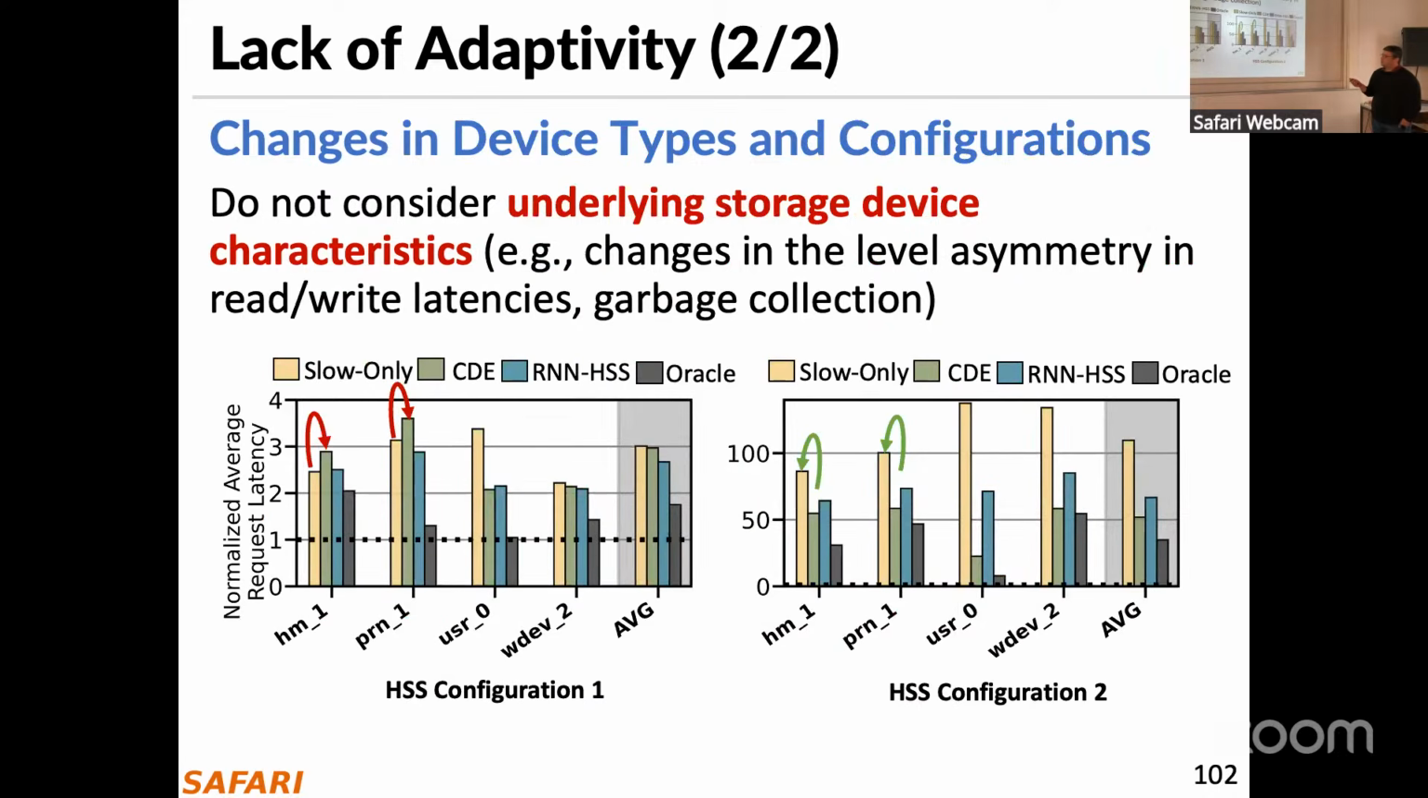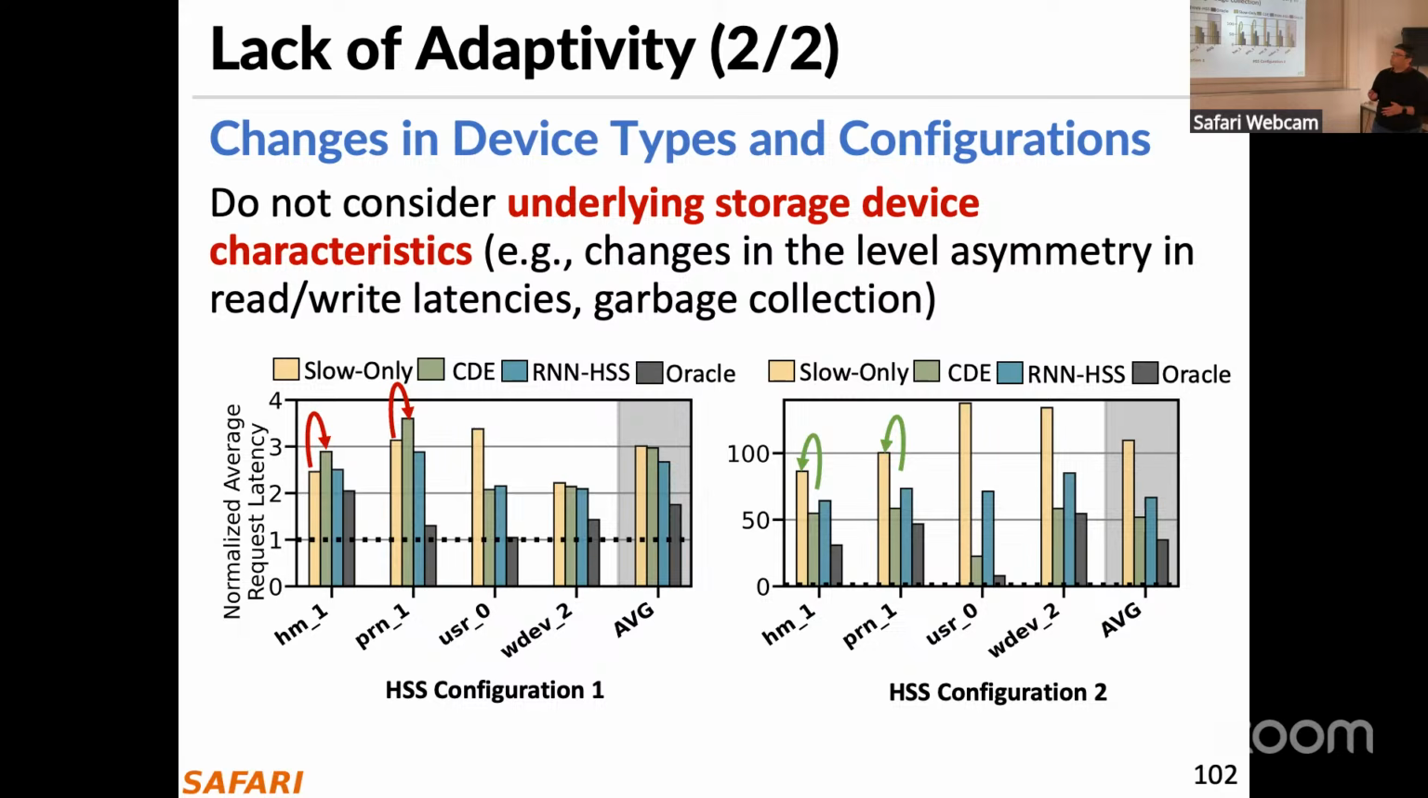Then we look at changes in the configuration itself. We see several policies here. We compare them with an extreme worst case scenario, called slow only, where all the data that you want to store goes to the slow device, the slowest device. Then you have the other two policies and Oracle. In one configuration, the slow only device performs much better than the heuristic approach. But if you change the configuration, the same policy performs better. So these kinds of configuration variations affect the performance of the policies.